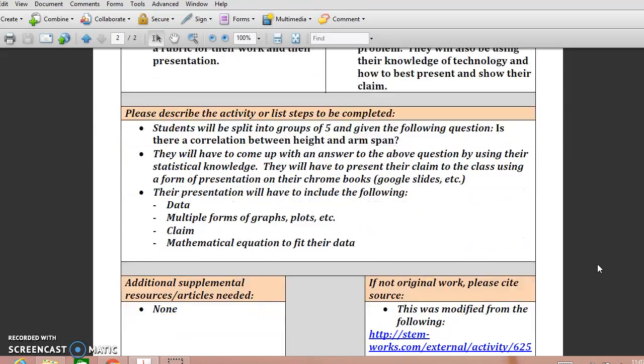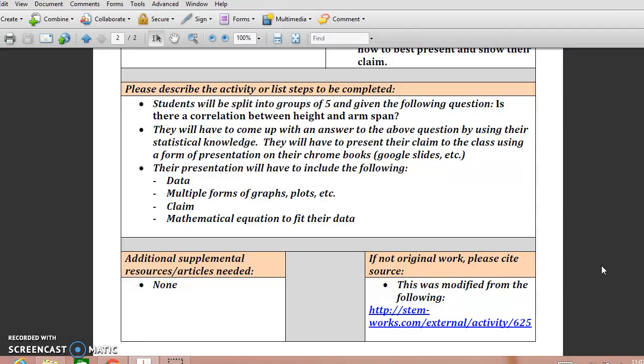To go into more depth of how the activity will be completed, students will split into groups of 5, and they will be given the question, is there a correlation between height and arm span? They will then have to come up with an answer to the above question by using their statistical knowledge. They will have to present their claim to the class using the form of a presentation on their Chromebooks. On their Chromebooks, they could be using Google Slides, PowerPoint, Prezi, however they would like to present their knowledge.